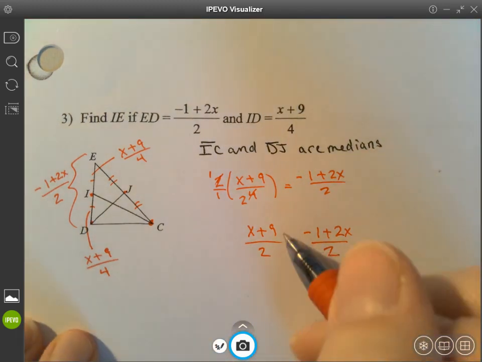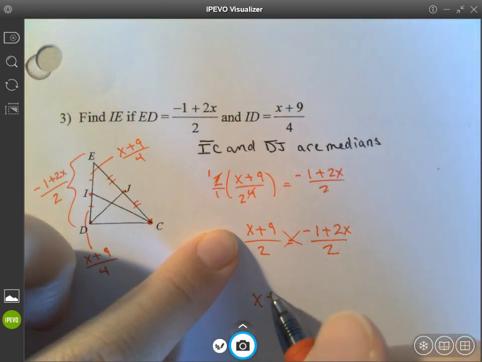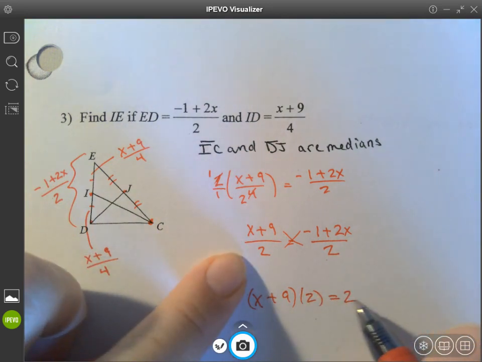It's cross multiplication. Do you guys remember cross multiplication? You take the numerator, x plus 9, times the denominator, 2, and you say that equals 2, the denominator, times the opposite numerator.